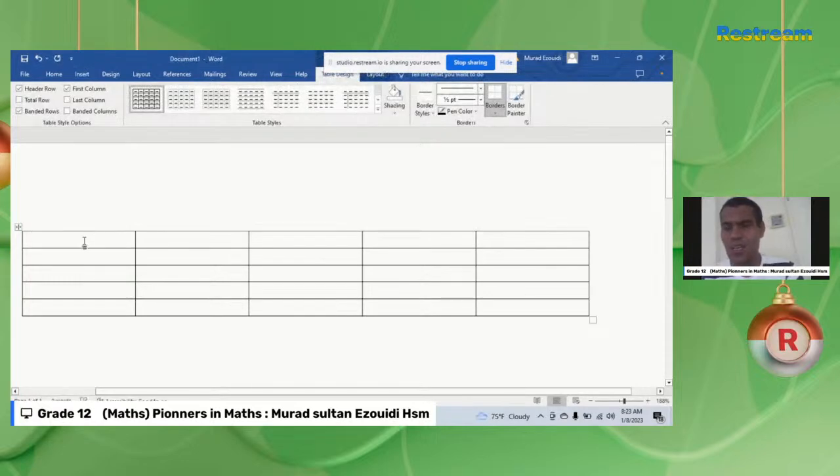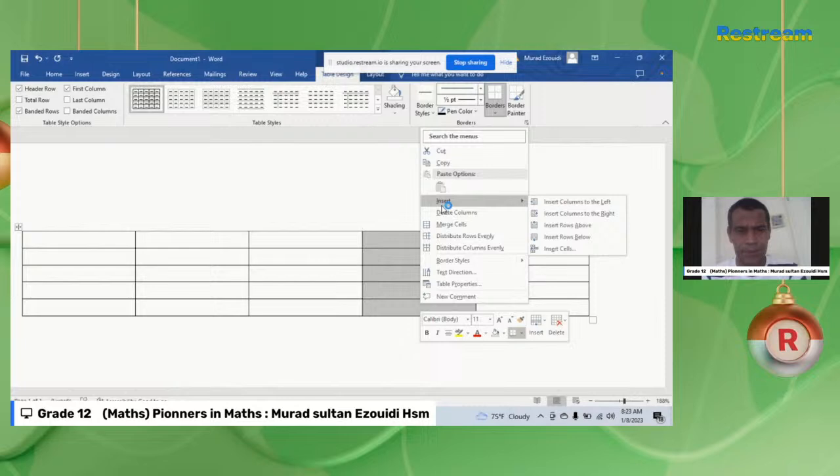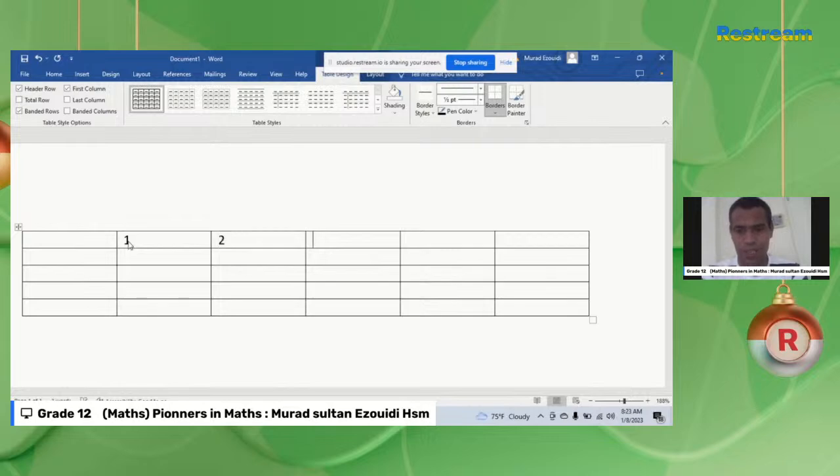The first spinner consists of 4 numbers, so I will insert another column. This is number 1, number 2, number 3, and this is number 4. This is for the first spinner. And for the second one, I will write 1, then 2, then 3, and then 4.